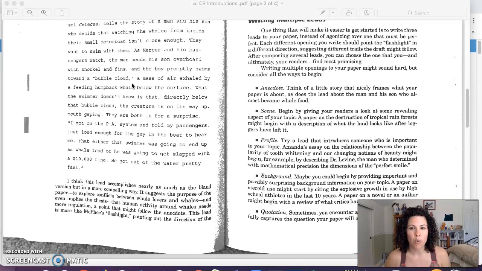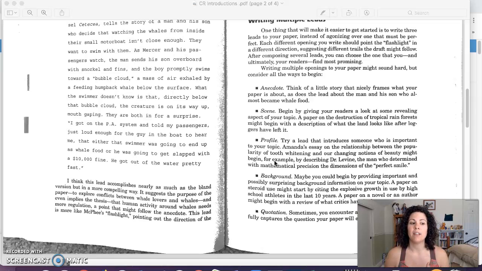The next one is the profile. This one leads with someone that's important in your topic, and this could be twofold. Just like when we talked about an interview, whether you want to have an expert or a non-expert, either one is okay. You want to think about the balance of your paper and what you have. Some of you may need to include more pathos. Some of you may need to include more experts. It really depends upon your topic.